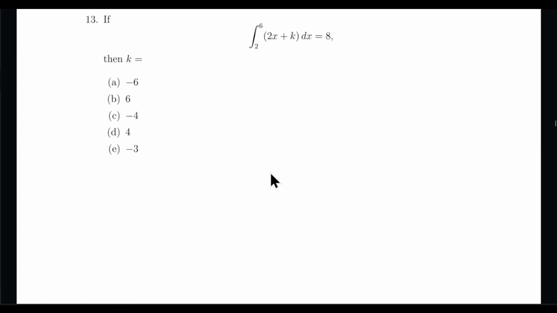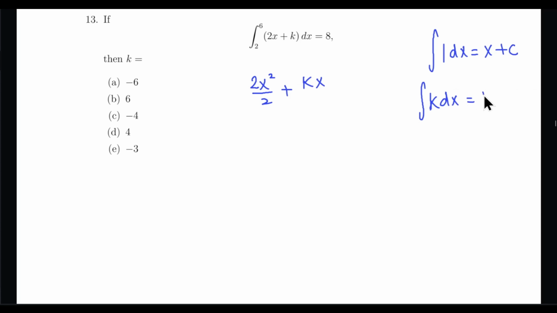Right. Over here, we have to integrate this and figure out what the value of k is. Although we did a similar question, something similar to this. So the integration of 2x is, the 2 is just 2, and x is x squared over 2. Integration of k is just kx. I hope you understand, because k is a constant. So just like integration of 1 is x plus c, likewise the integration of k is kx plus c.